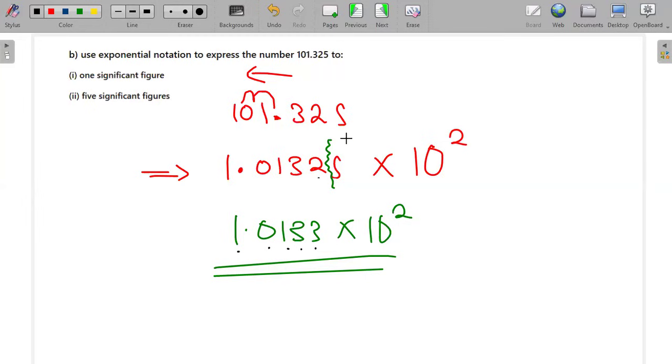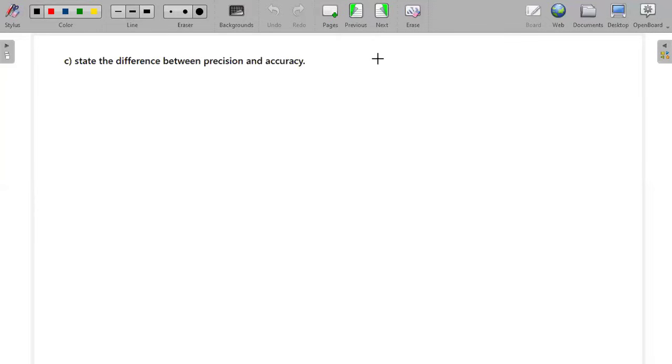Okay, what if they said give it to 2 significant figures? Then it will just be 1.0 times 10 to the power 2. So here, this 0 counts as significant because there's the presence of a decimal point. So to 2 significant figures, we'll write this here.